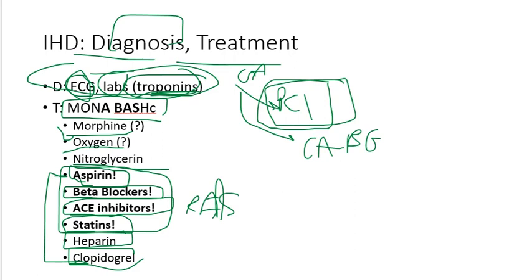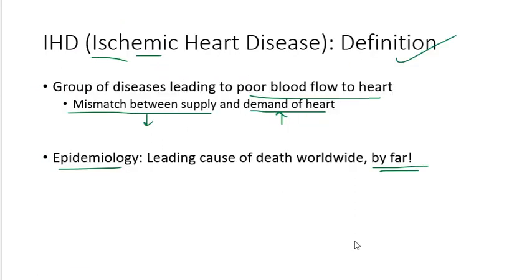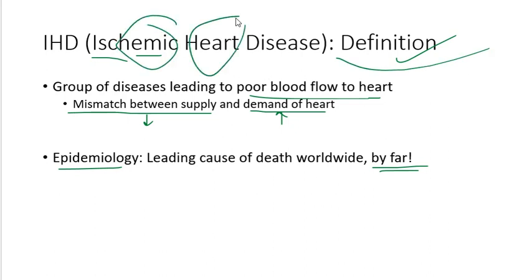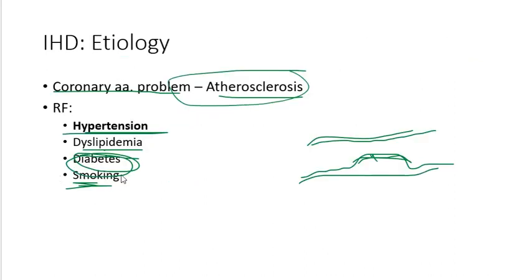Anyways, before we continue, let's just take a quick bird's eye view of what we've covered so far. Definition of ischemic heart disease: it's ischemia to the heart. That's a disease. It's due to a mismatch of supply or increased demand of the heart. It is by far the leading cause of death worldwide. The main problem is coronary arteriosclerosis. Risk factors: hypertension, dyslipidemia, diabetes, smoking.